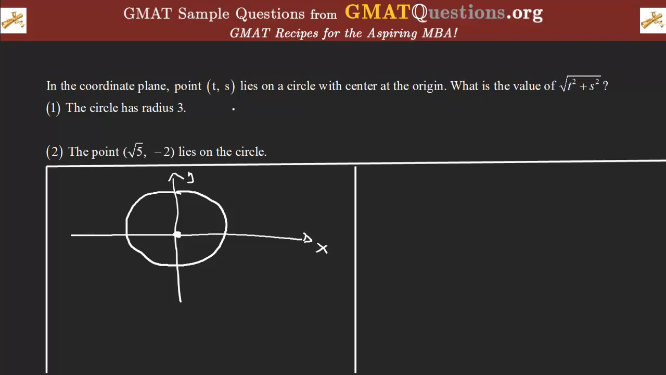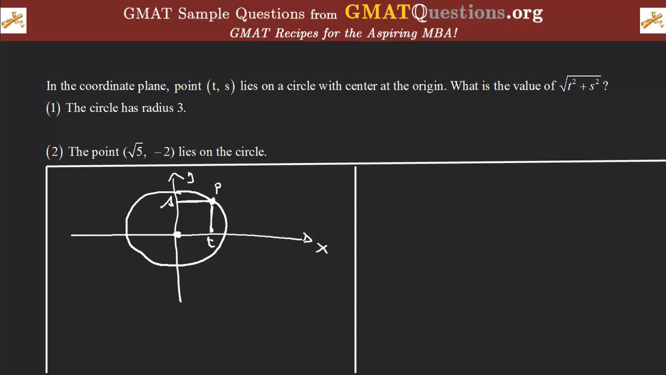And we are told that the point (t, s) lies on the circle. So let's create a point here. If you want, you can draw a line. Since the x coordinate of this point (t, s) is t, and the y coordinate is s, that's really what it means that (t, s) lies on the circle. This is a point (t, s), t being the x coordinate, s being the y coordinate. You can call it P if you want. Okay?